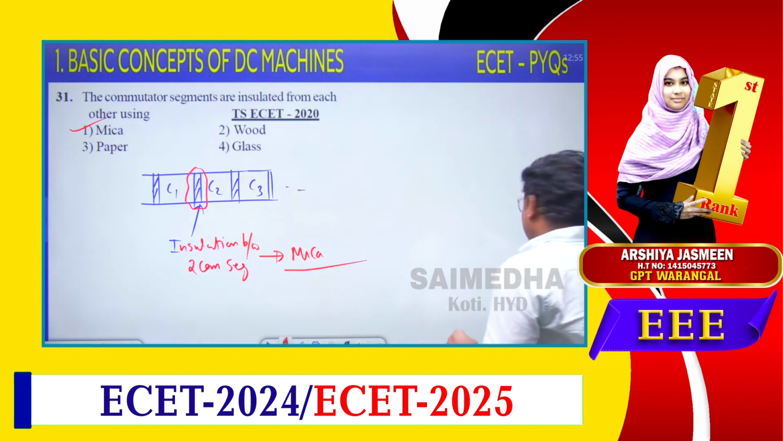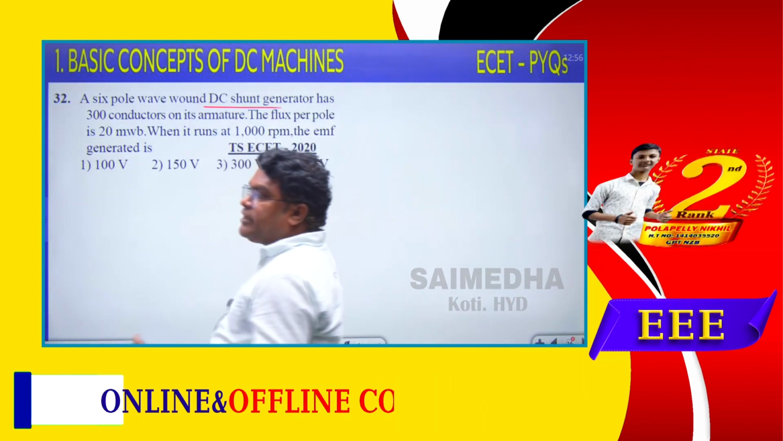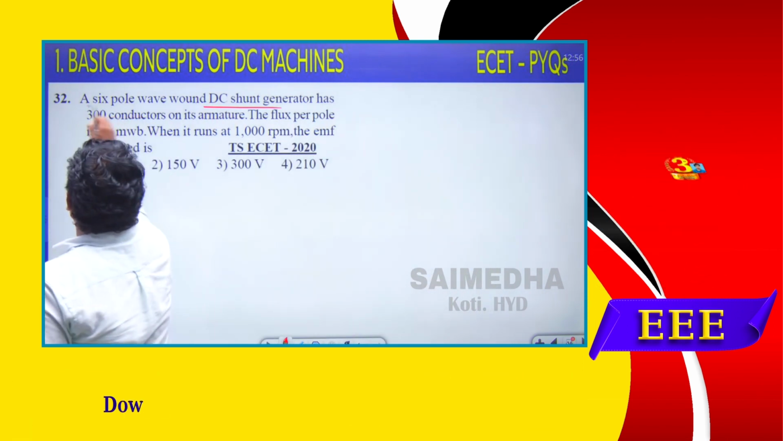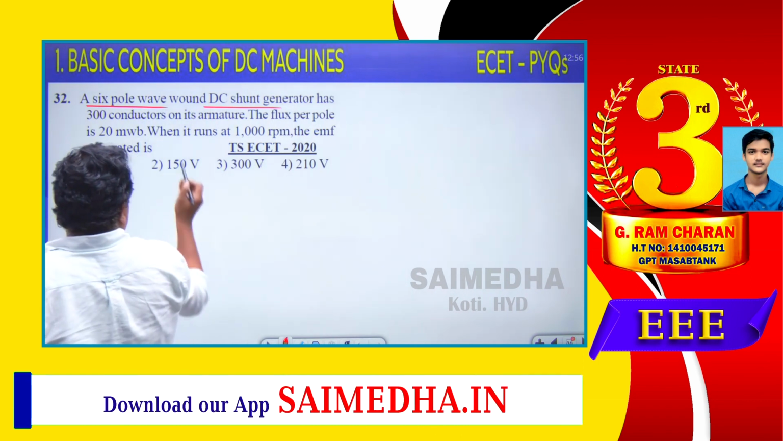And next one, question number 32. The field winding is connected across the armature winding. In this case, it is mentioned that it is a 6 pole wave wound armature winding.